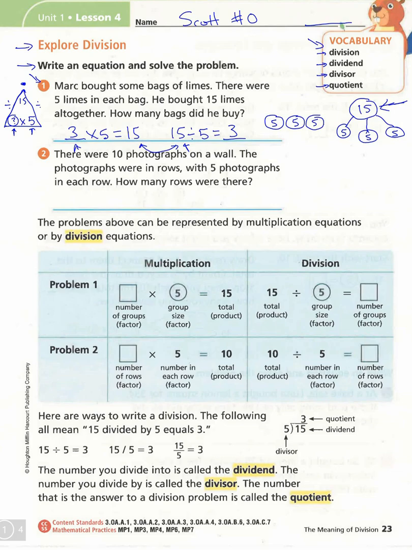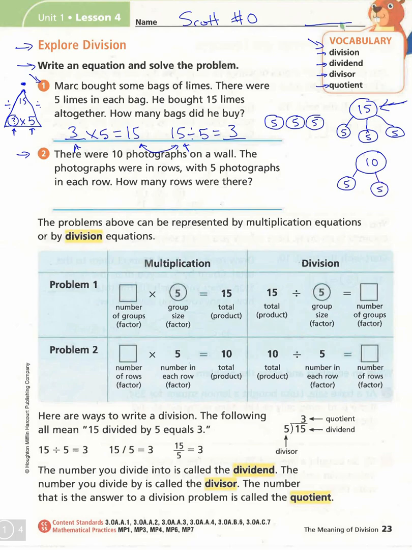Okay, so here we were looking at number 2. It says there are 10 photographs on a wall. So that's our total amount, and we can use that equal shares model. There's 10 photographs on a wall, and they were in rows with 5 photographs in each row. So here's a row, and I'm going to put 5 in there. Am I done? No, because I still need to do another row.